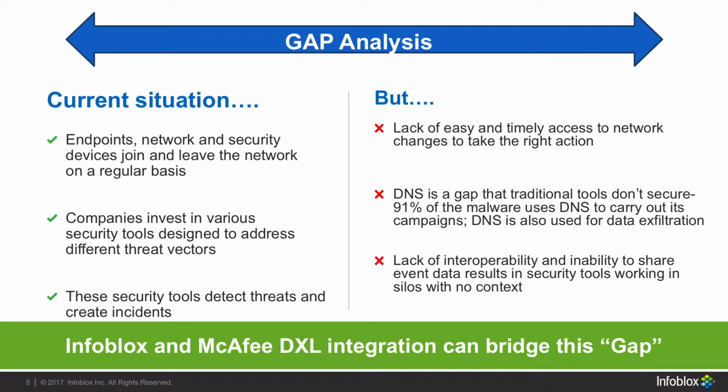Currently, companies spend tons of time and resources to secure threats on endpoints, and to prevent malicious attacks from hurting their company. However, there is a lack of ease and timely access to these network changes, which prevents you from taking the correct action. This is a big reason around 90% of malware uses DNS to carry out its campaigns. Infoblox and McAfee DXL integration can help bridge this gap.